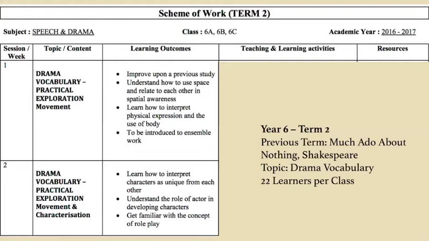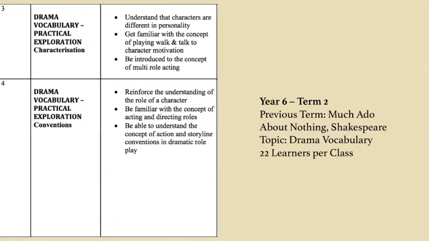Now, there are fewer learning outcomes here when I introduce a new topic, because the learning outcomes of the previous lesson are still valid for this one. Movement learning outcomes are still valid for the second lesson. When we go to the third lesson, we're going to get more in detail about characterization. So we want to understand how characters are different in their personality. We want to get familiar with the concept of walking and talking with different character motivations. And we want to be introduced to the concept of multi-role acting. Now, movement still comes into it, but characterization is building on movement.